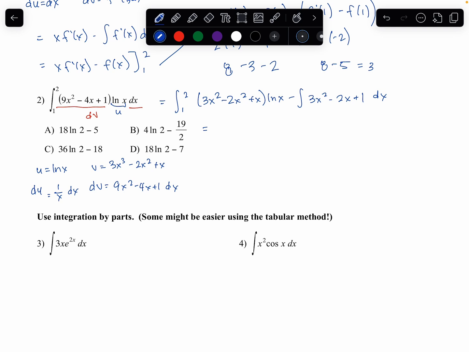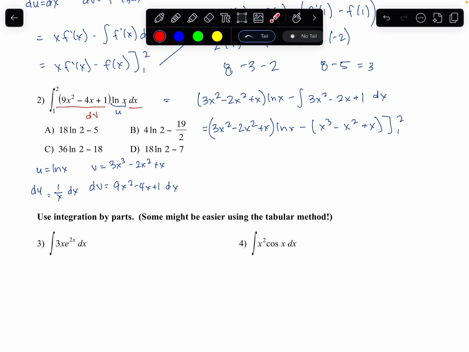Gosh, I did not give a lot of room here, did I? Wait, that's not right there. There we go. So then we have 3x cubed minus 2x squared plus x times the natural log of x, and then minus, and then anti-differentiate this. This is going to be to the power 3 and divide by 3. So minus x cubed minus x squared, and then plus x, I believe. And this is going to be evaluated from 1 to 2.